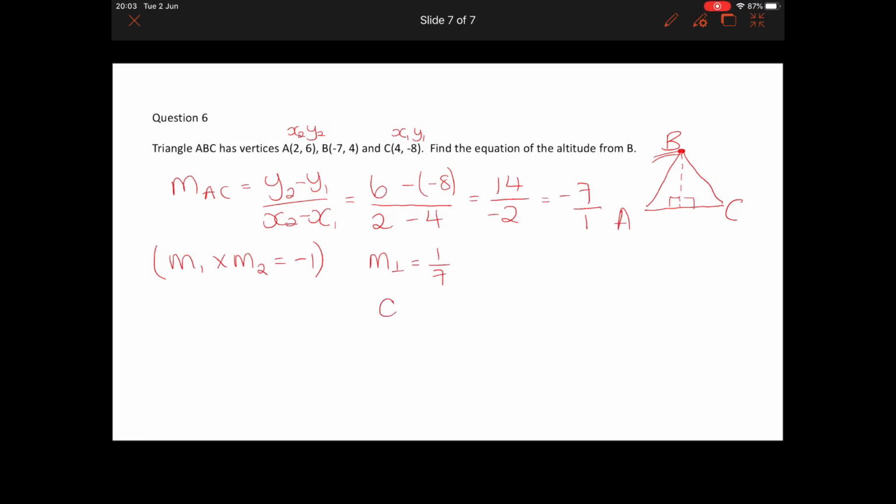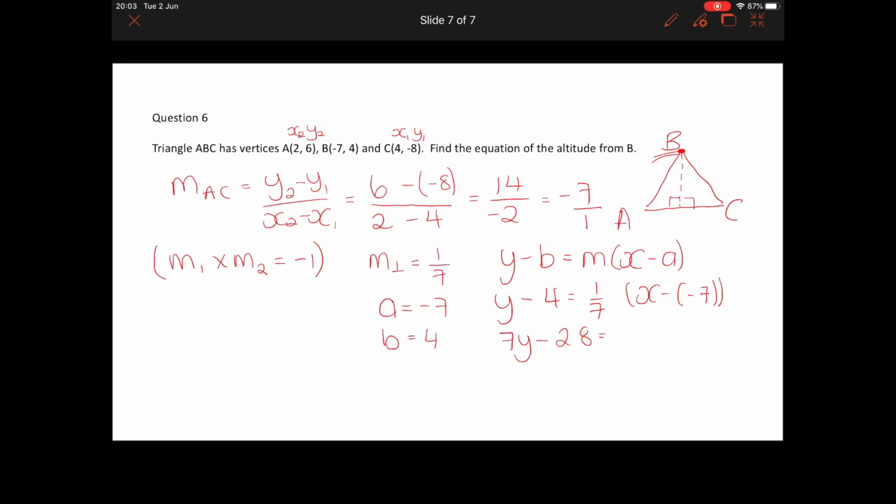For the coordinates B, we can see that a is equal to -7 and b is equal to 4. We can then substitute this into y minus b equals m, x minus a. So we've got y minus 4 equals 1/7, x minus -7. I'm going to multiply through by 7 to get rid of that fraction. So we've got 7y minus 28 equals, now remember by multiplying through by 7, you're essentially getting rid of that 7. So I'm going to do 1 times that bracket, and I'm going to take account of my double negative to get x plus 7.